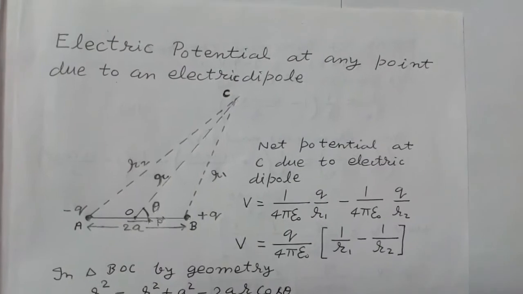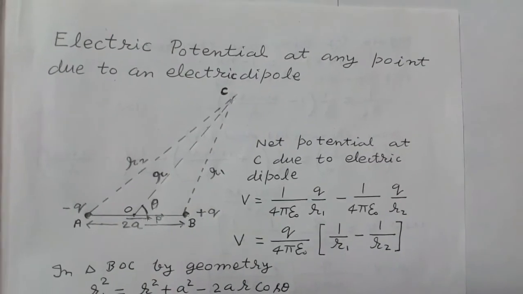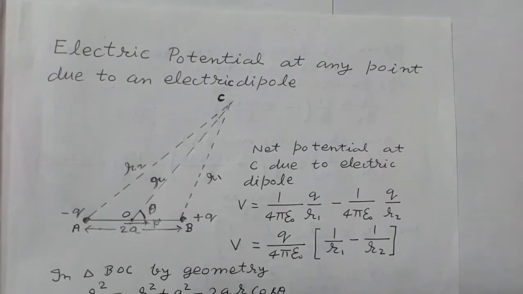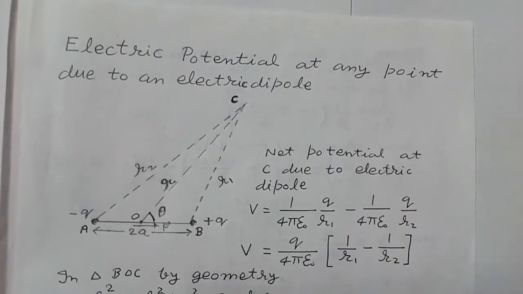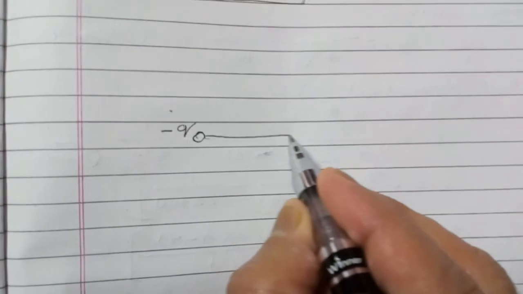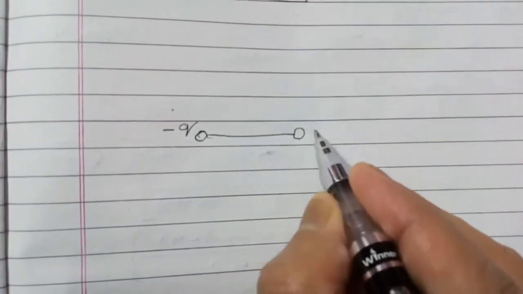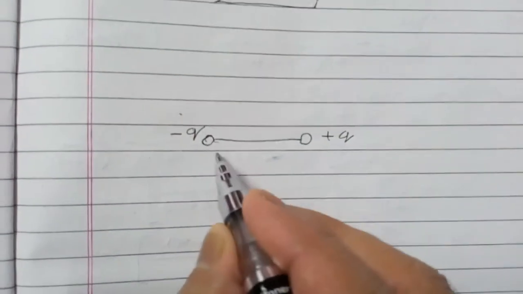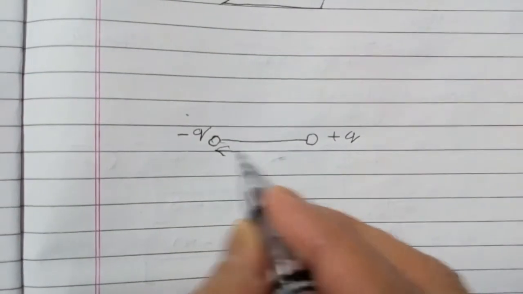Today we are going to derive the formula for electric potential at any point due to an electric dipole. Suppose this is minus q charge, and at a distance 2a, plus q charge is placed. This distance is 2a.